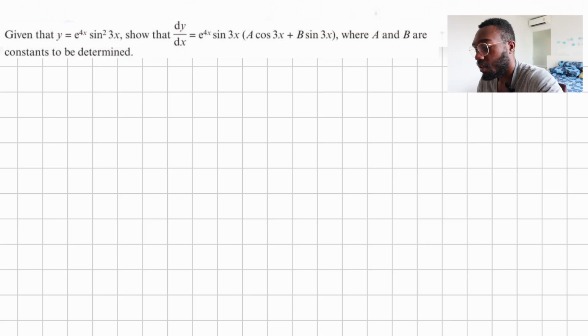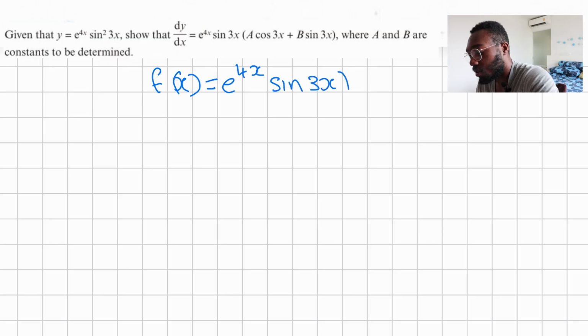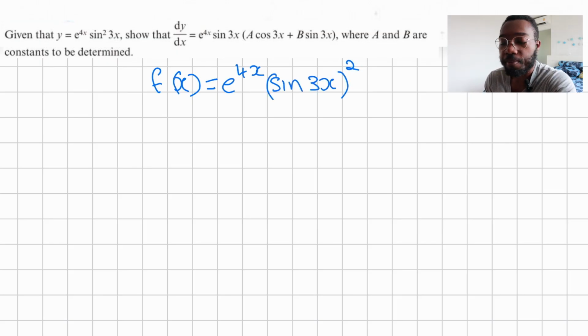So if we start this, well, instead of using y, I'm going to write f of x. You can use y, and then you can have u's and v's. It's really up to you how you want to do this. I prefer writing it in the function notation. So I'm going to do f of x is equal to e to the 4x. And instead of writing sine squared 3x, I'm going to write it as sine 3x all squared, okay?